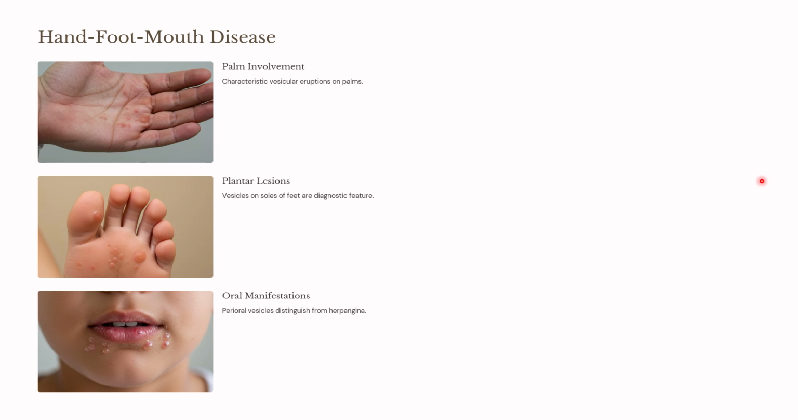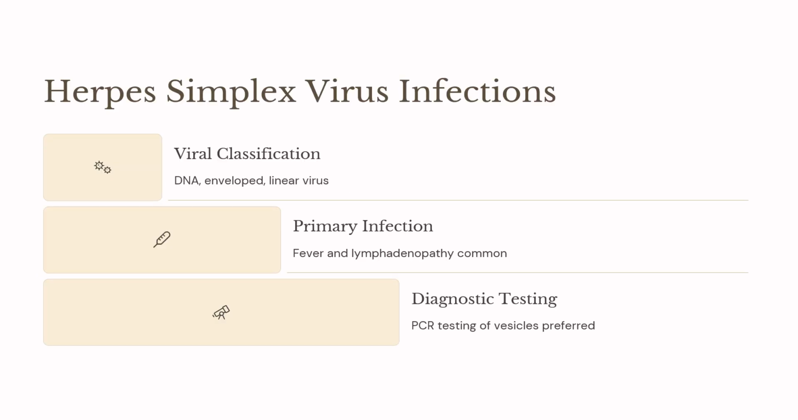The other thing you should know is that this Coxsackie virus can also cause something known as herpangina, which is posterior oropharyngeal vesicles. Now we have seen the RNA virus, which is Coxsackie virus. Let's see about herpes simplex virus, which is a DNA virus. So herpes simplex, you should know for sure how it is. It is a DNA virus, it is a linear virus, and it is an enveloped virus.